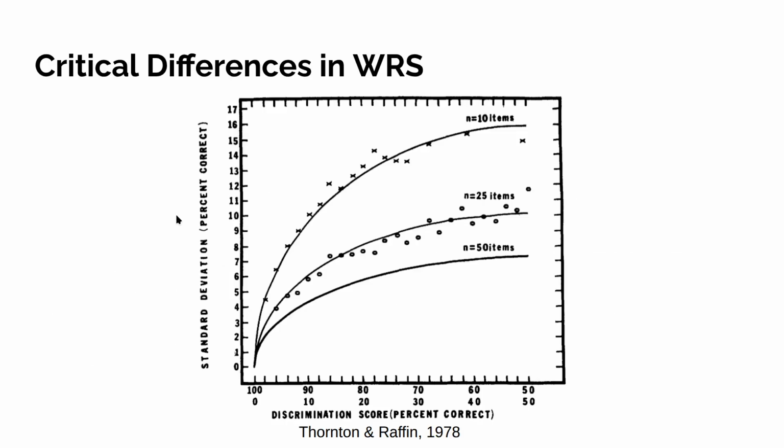Here is a graphic from the original Thornton and Raffin paper that shows this representation of variability. We can see standard deviation on the y-axis. You can see that as you move from 10 items to 25 items to 50 items, the curves are different in height. The fact that the 10 item curve is higher than the 25 item curve, and the 25 item curve is higher than the 50 item curve, indicates there's more variability there. They have greater standard deviations.